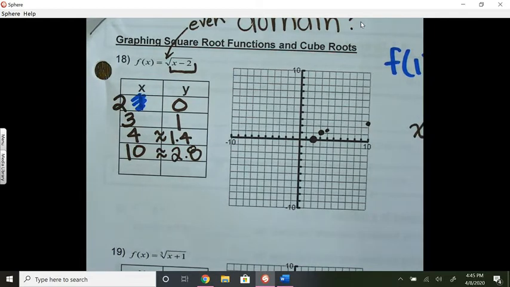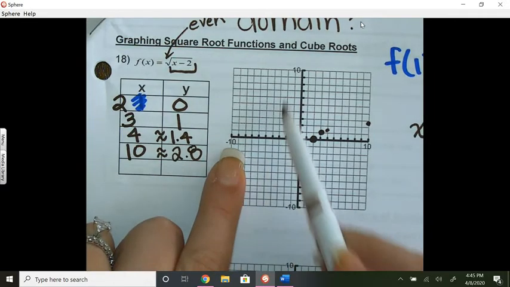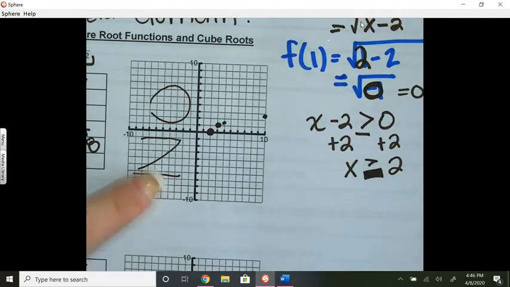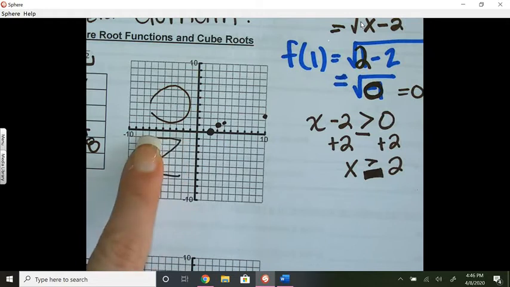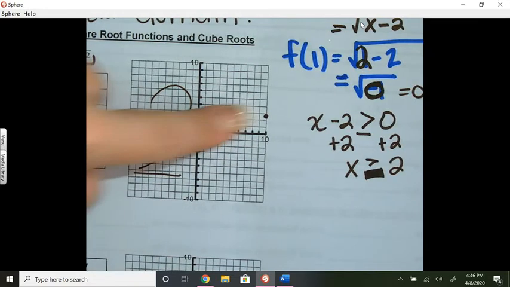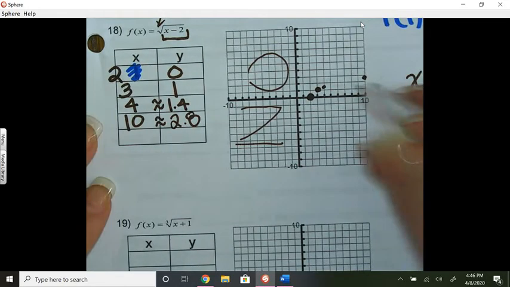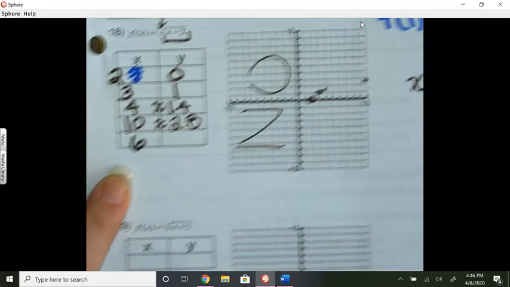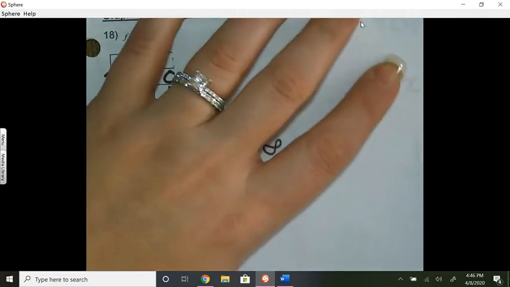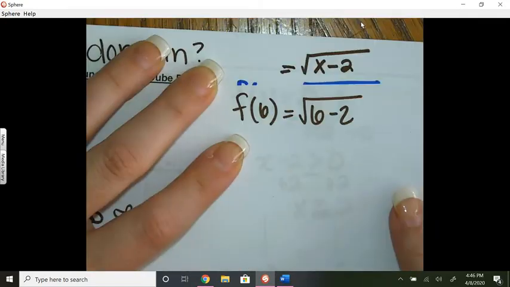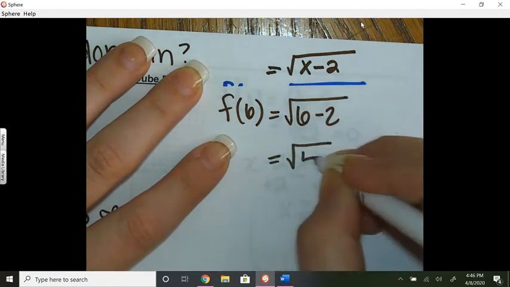So again, if we don't know what this graph is going to look like, we need to pick more numbers. Now, I'm not going to pick any numbers over here, because our domain says if we plug in any of these numbers here, it's going to make the number inside the radical negative. So that's why I'm just picking numbers over here. Okay, so now let's say I pick 6 for x. When I plug in 6 for x, I'll get 6 minus 2, which is 4, and the square root of 4 is 2.